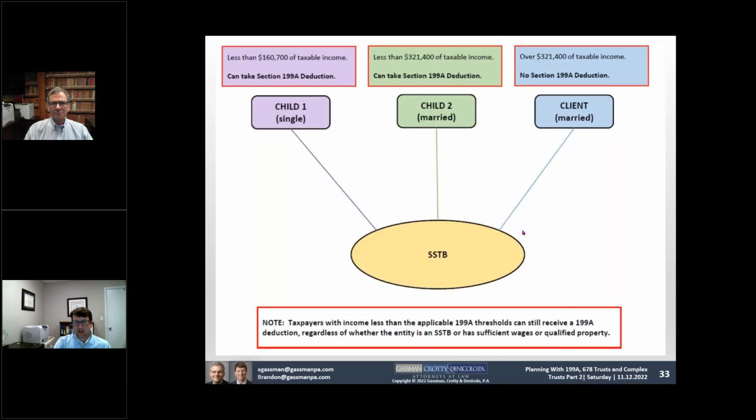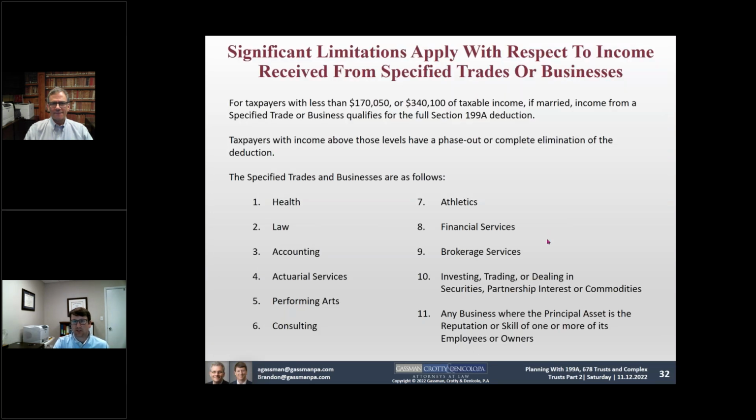All right. So to skip forward a little bit, we covered a lot of this in part one, which I believe is probably posted to YouTube if I'm guessing correctly, or you can probably find it on the CPA Academy archives as well. And so you'll see some of the slides we'll skip or covered there, but just to touch base on this one, this is your specified service trader businesses, or the no good businesses that don't get the full deduction. It includes health, law, accounting, actuaries, performing arts, consulting, any athletics, financial services, so your CFAs, financial planners, brokerage services, dealing, investing, trading in partnerships or securities or commodities. And then number 11, a lot of us were worried about because it seemed to be a pretty broad catch-all with where the principal asset is the reputation or skill of one or more of its employees or owners.